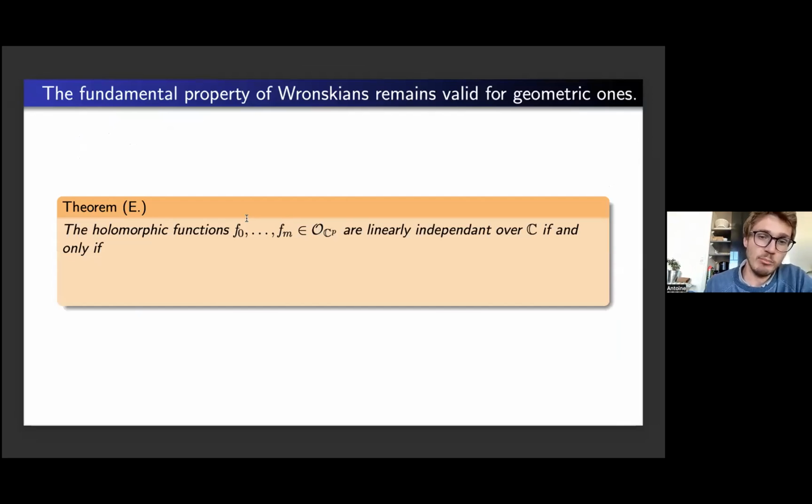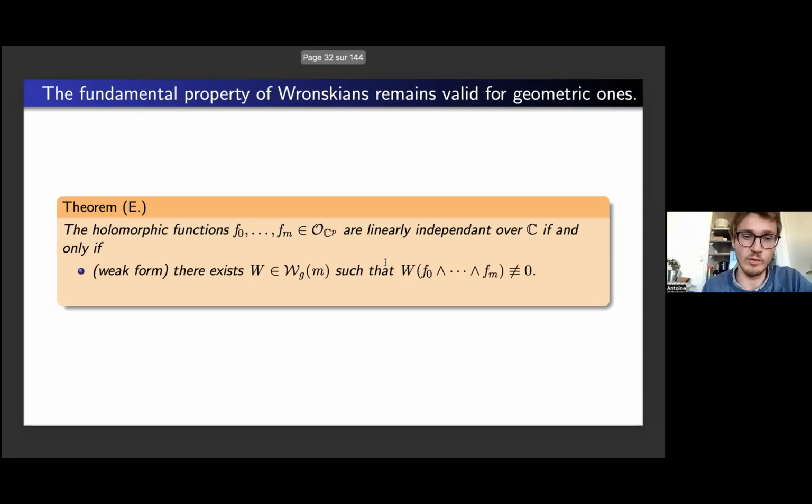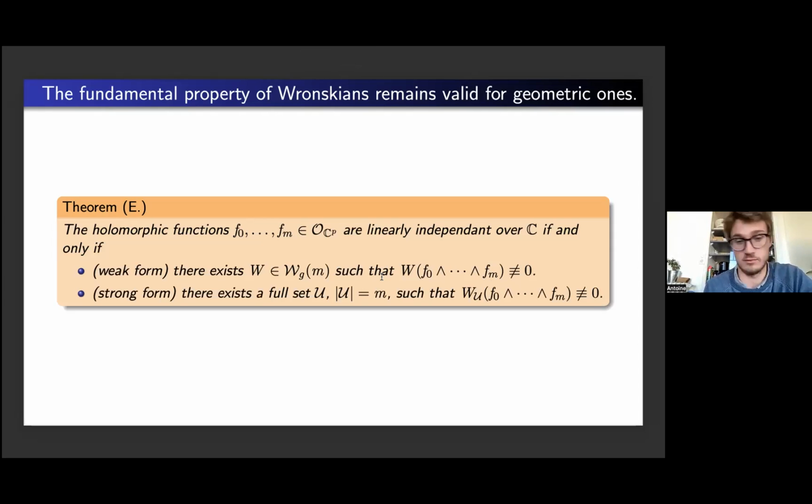If we take m+1 holomorphic functions in p variables, then they are linearly independent over C if and only if... The weak form is to require that there exists a geometric generalized Wronskian which, evaluated on the functions, does not give something identically 0. And the strong form is that actually we can do the check only on the pure geometric generalized Wronskians. So we require that there exists a full set on which it does not vanish identically. Depending on the context, sometimes the weak form is enough, but sometimes one needs the strong form.